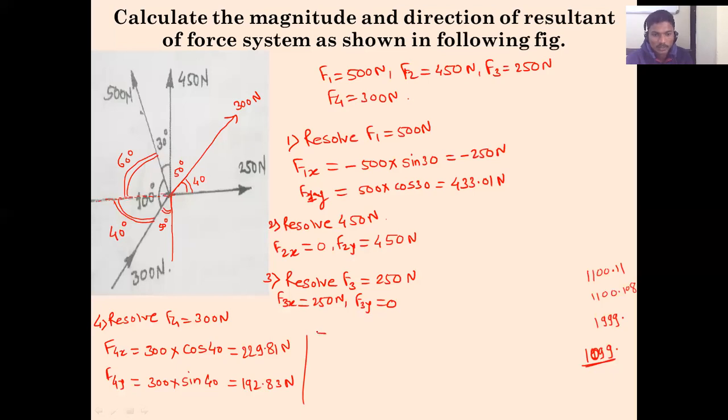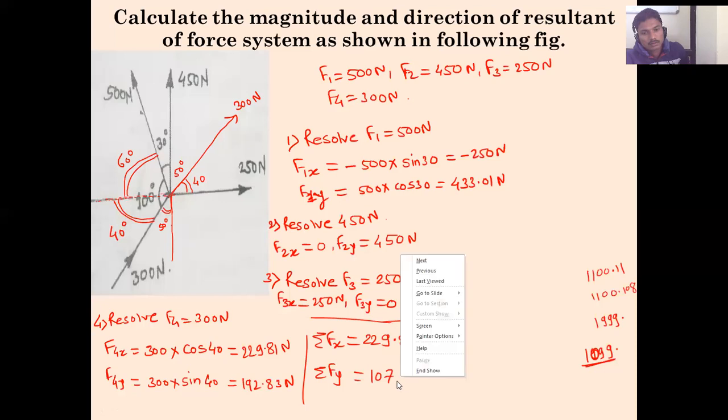So all we know, so directly tell me what is summation Fx and summation Fy. All we have calculated. Summation Fx is equal to 229.81. Okay. Summation Fy is 1075.84. Just check, I'm writing.